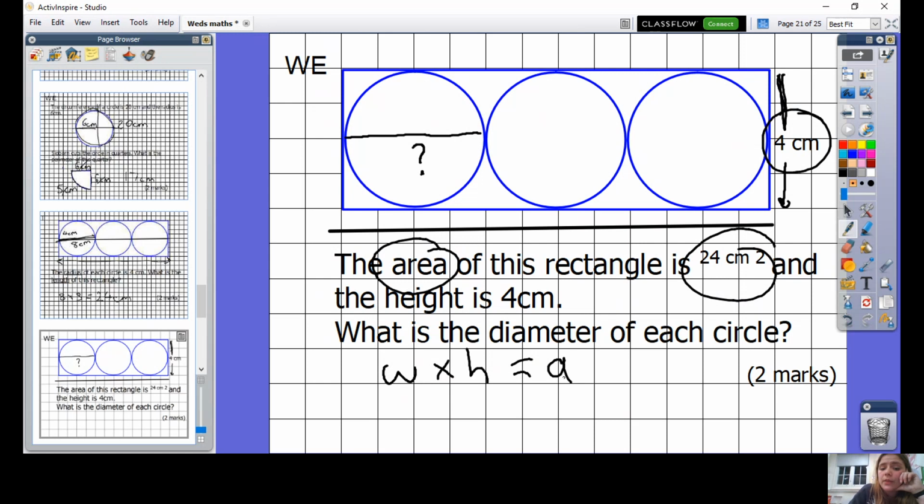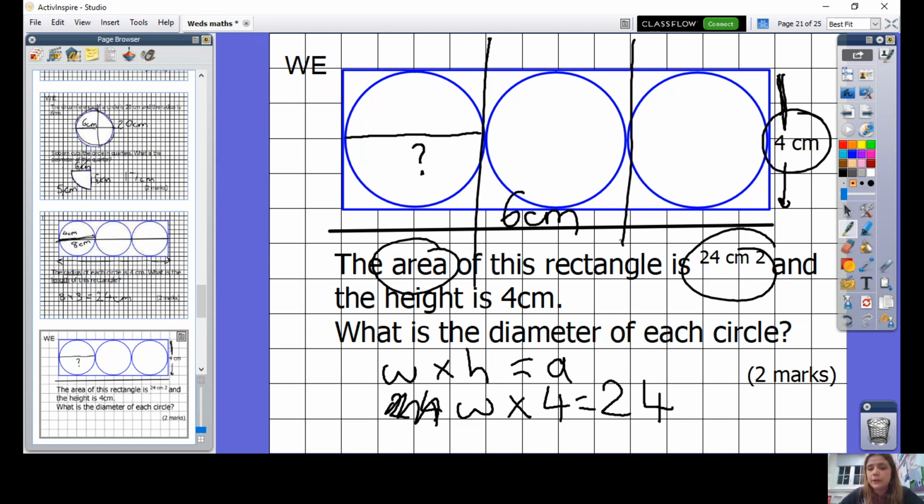So to find the width, I'm looking for the width times the height, which is 4, is equal to the area, 24. What times 4 makes 24? The width then must be 6 centimetres. Okay, now I know the width of the rectangle is 6 centimetres. Use that information to find the diameter of each circle.